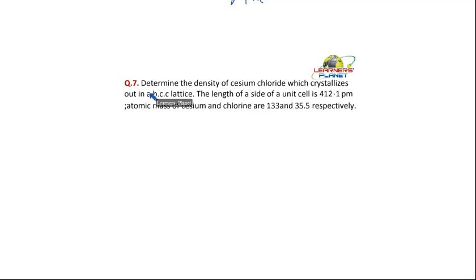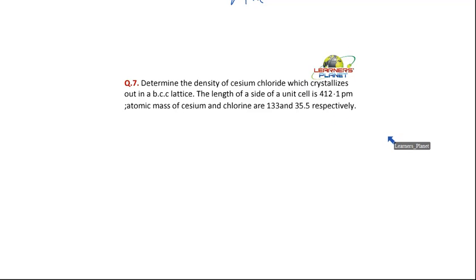Determine the density of cesium chloride which crystallizes out in a BCC lattice. The length of the side of the unit cell is 412.1 picometer. Atomic masses of cesium and chlorine are 133 and 35.5 respectively. How will we proceed? We need to find out the density of cesium chloride.